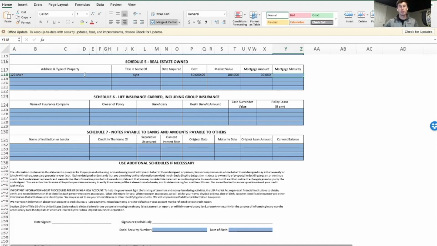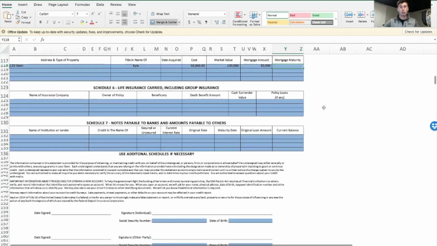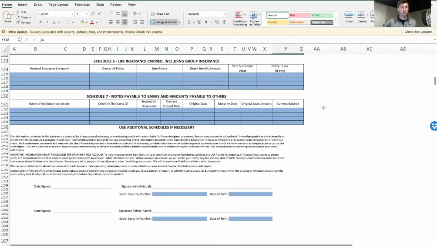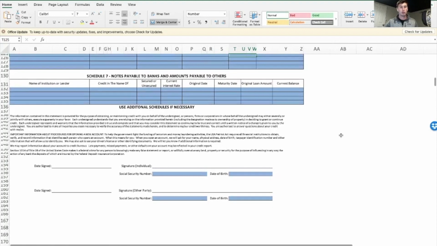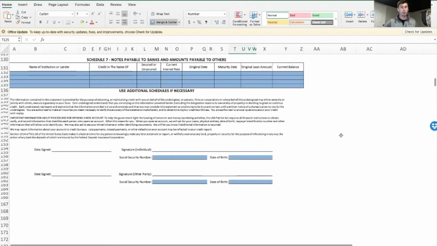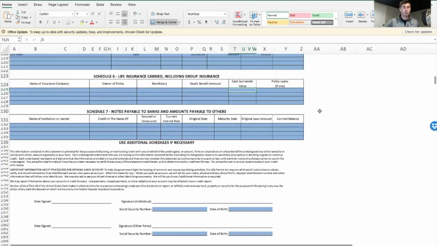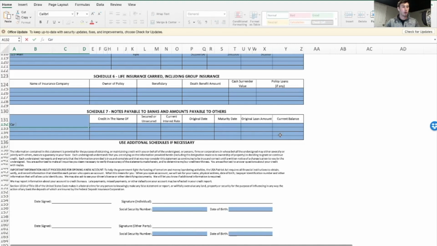Mortgage maturity date, that's just when your loan is up. The bank's going to want to know that, but we don't need to put that in there for our personal use. Life insurance, most younger people are probably not going to have something like that. Probably should, but we're going to skip it. And this is a really important one. So notes payable to banks and amounts payable to others. So most likely you probably own a car and you might have a loan on that car. So let's go ahead and put that in there. So let's say we've got a car. Let's actually name it. Let's say we have a Mustang.